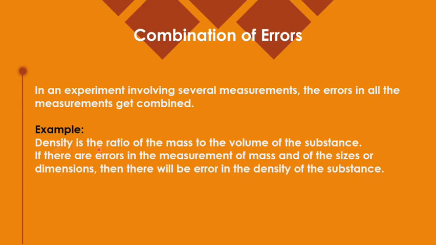For example, if I'm finding the error in the measurement of density, as density involves the mass and volume of the substance, it means errors in the measurement of mass and the dimensions of the given body, length, breadth and height, are going to produce error in the density of the given substance.